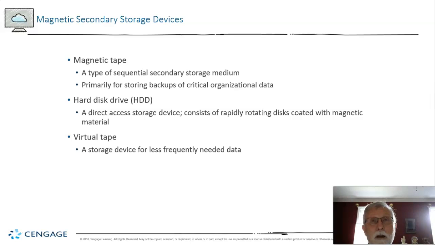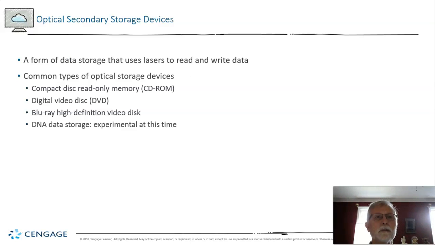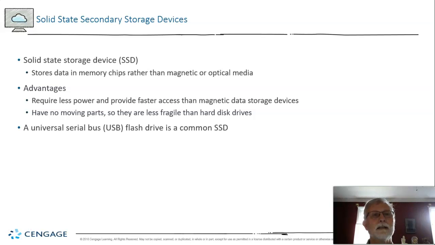A hard disk drive, all your computers have disk drives for direct access from the storage. Virtual tape. Now, this is storage that is not needed as frequently. Now, there are also optical secondary storages, which use lasers to read and write. Those would be your CDs, DVDs, video discs, Blu-ray, things of that nature.